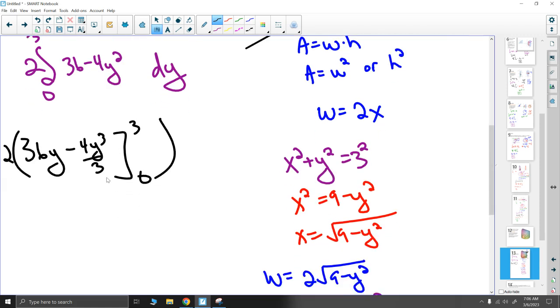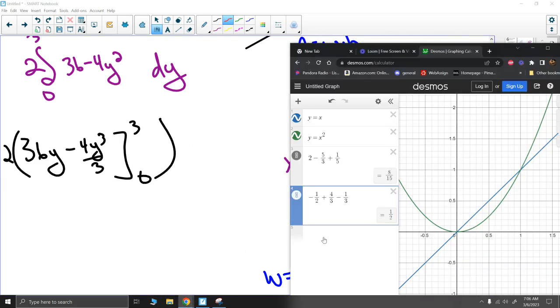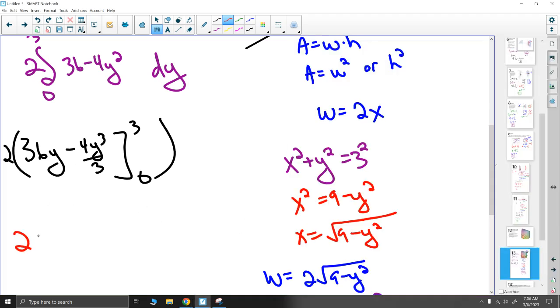So let's just see. Plugging in 3 into this, well, I can't do that in my head necessarily. 3 times 36 minus 4 times 3 cubed all over 3. All right. So we have 72. So this is 2 times 72. Also plugging in 0, that's just zeros. So 2 times 72 is 144. Okay, so that is the area here.